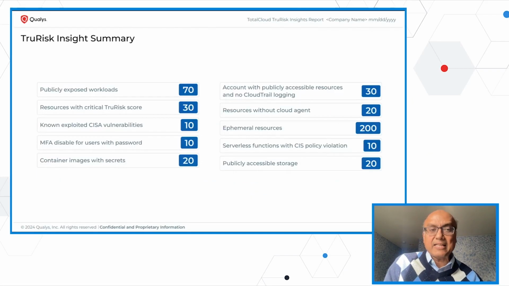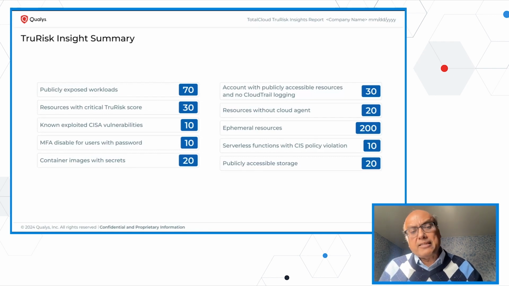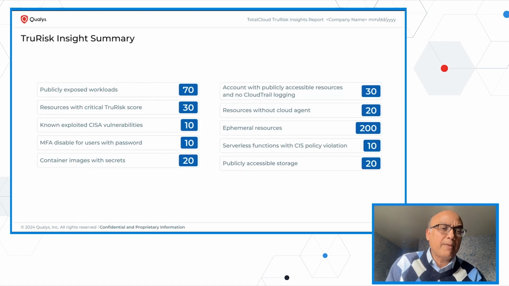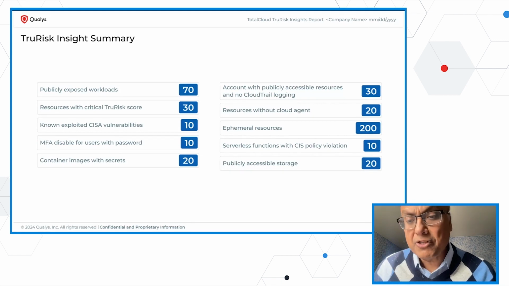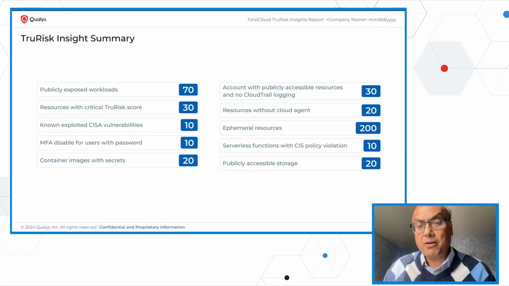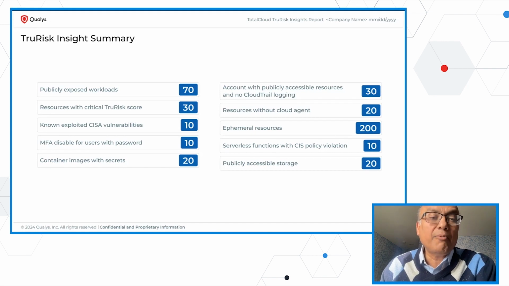Then the second thing is like a high level summary of the insights, like how many workloads are exposed to the internet. How many known exploited CISA vulnerabilities do you have? And how many container images have secrets? What is the count of my ephemeral resources? How many serverless functions are violating CIS policy? And how much of my storage is publicly accessible? These are just some of the things, the summary findings that would be in the report.